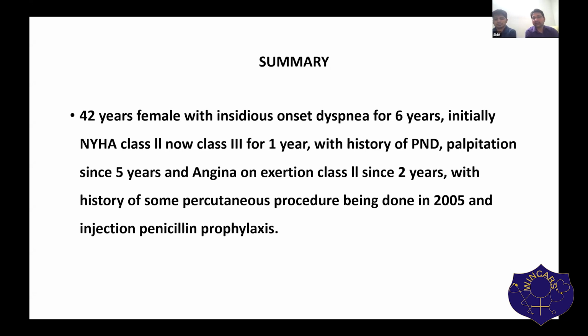So coming to the summary, she was a 42-year-old female patient with insidious onset dyspnea for 6 years. Initially in NYHA class 2 symptoms. For the last 1 year, she is in NYHA class 3 symptoms with history of PND, with history of palpitation since 5 years and angina on exertion, class 2 symptoms, since 2 years. Also history of some percutaneous procedure being done in 2005 and injectable penicillin prophylaxis.